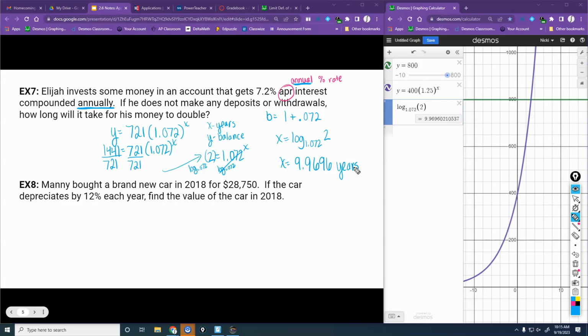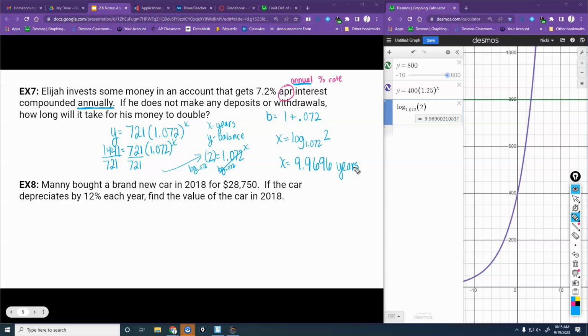You messed up somewhere. I think this is so cool. It does not matter how much money he has. It does not matter if he has $1 or if he has $1 million. It takes the same amount of time to double.